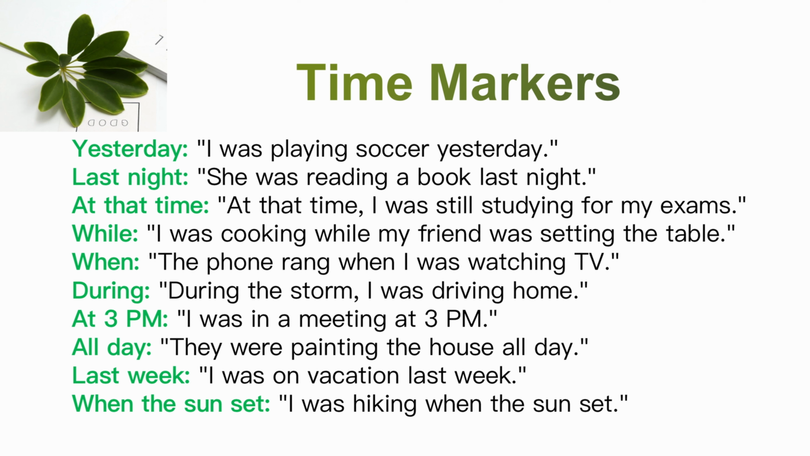Time markers such as at 3 p.m., yesterday, while, and when are quite commonly used in the past progressive tense, and these can significantly influence the use of past continuous tense. They help specify when the action was taking place. Let us look at some time markers with example sentences. Yesterday, I was playing soccer yesterday. Last night, she was reading a book last night.